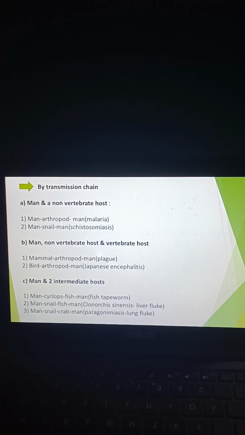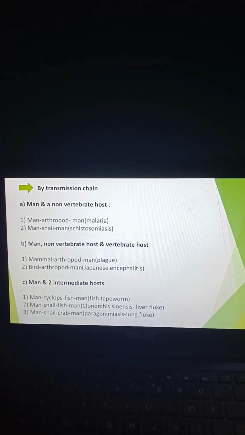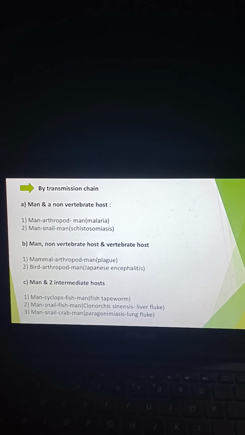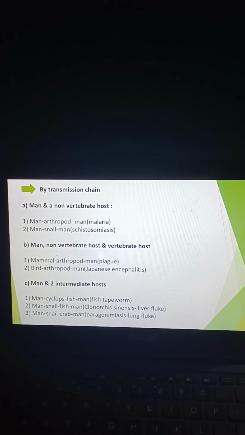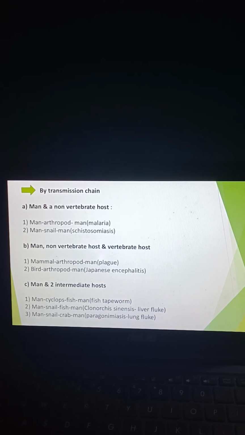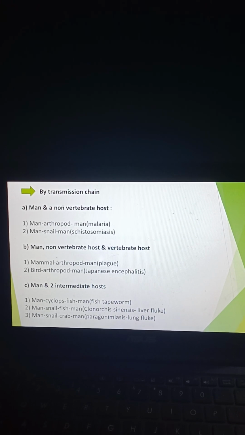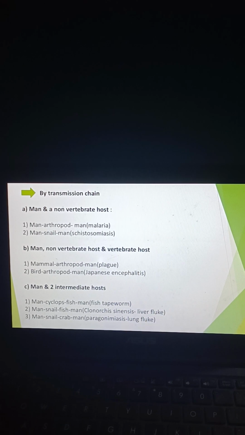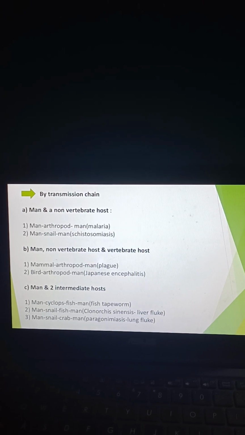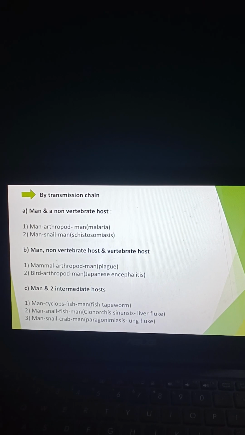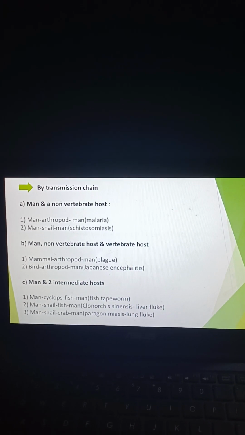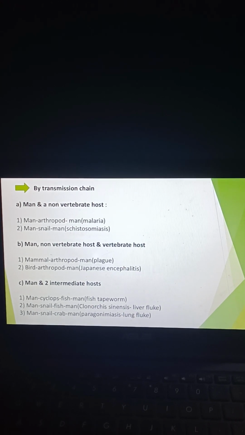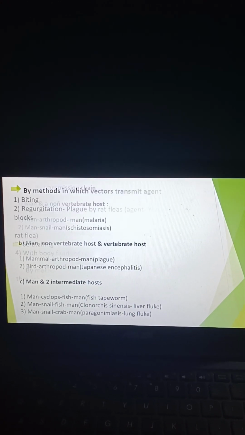Man and two intermediate hosts, that is man, cyclops, fish, man. In case of fish, tapeworm. From man to snail to fish to man, Clonorchis sinensis, that is liver fluke, can be transmitted like this. From man to snail to crab to man, that is paragonimiasis, that is lung fluke. It is transmitted like this. This is a chain of transmission.